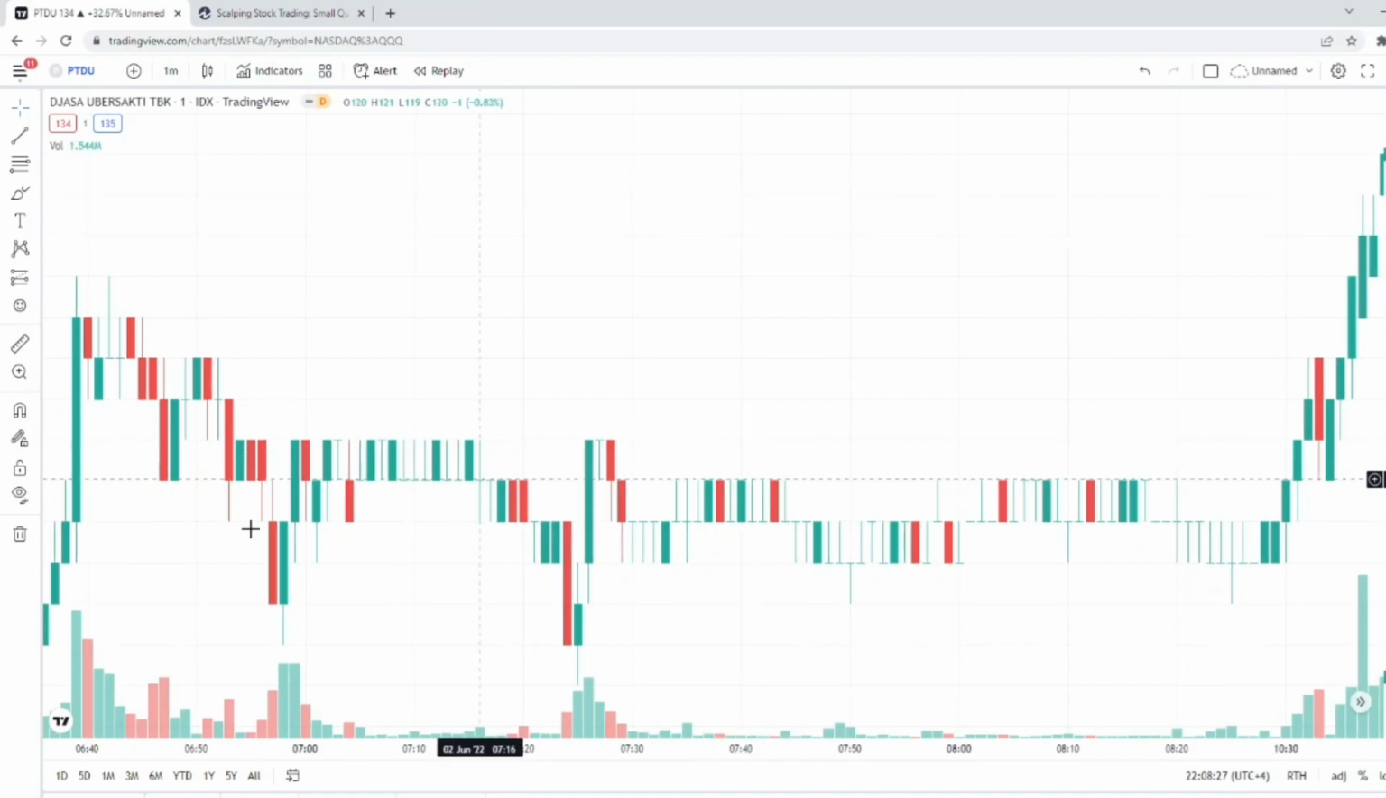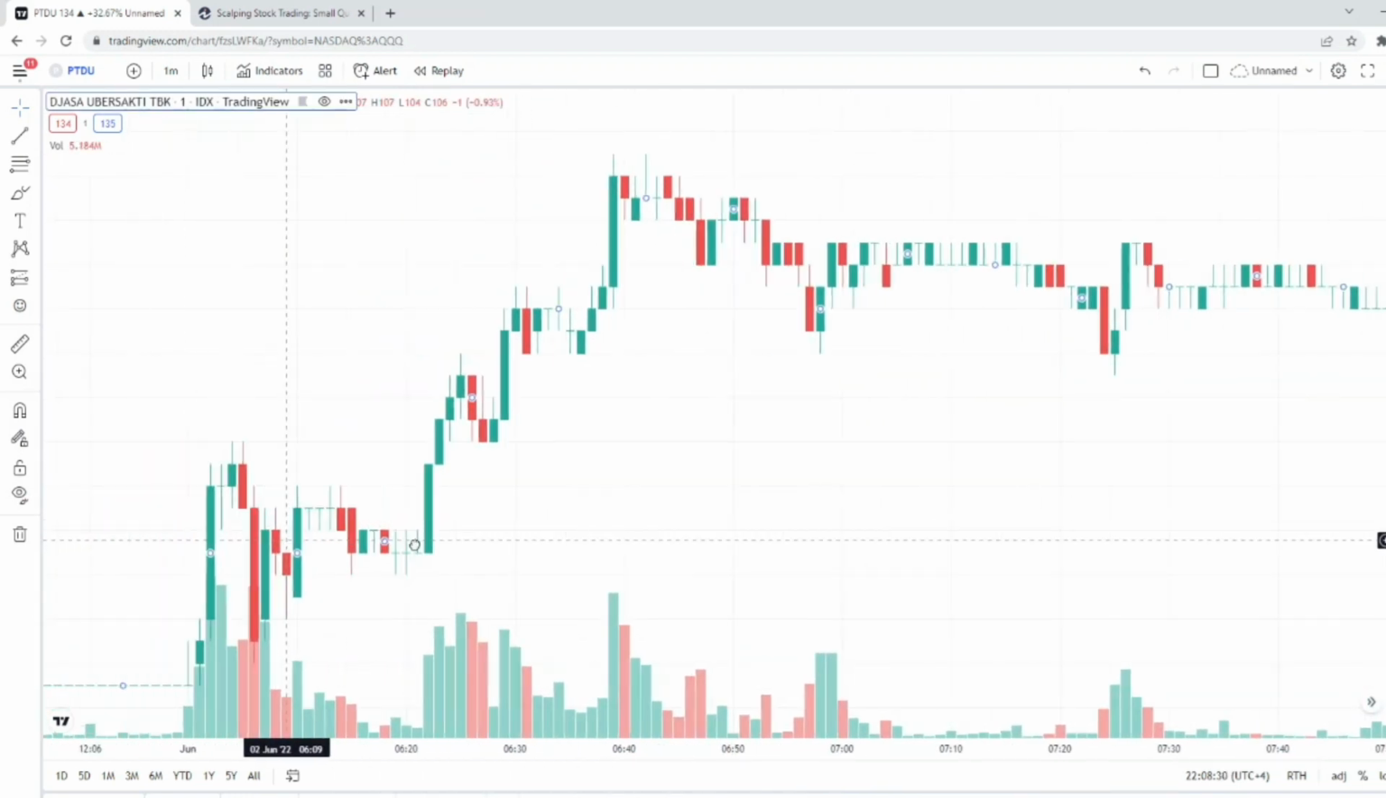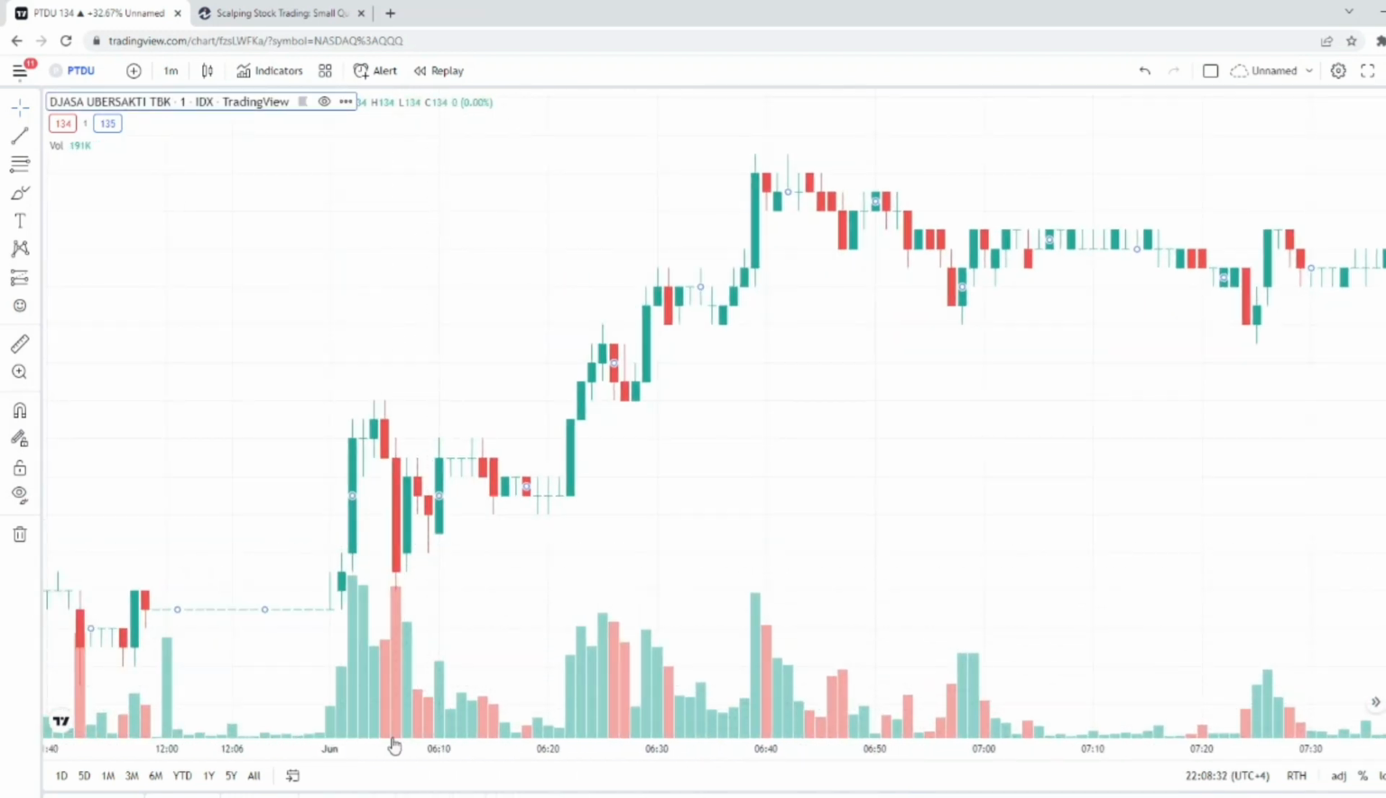So now looking at the 1 minute, this is ideally what I'm going to be using when I am scalping. Other than that, I will be using the level 2. So I will put that on over here. If you guys don't know how to use level 2, I also got a video for that. So that will be down in the description as well.